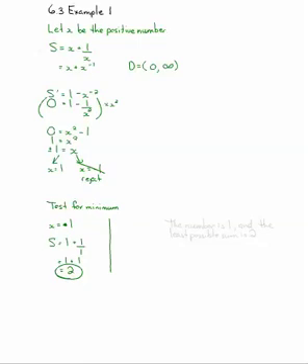So what we know is that the number is 1. That's what we found up here when we set the derivative equal to 0. And also the least possible sum is 2.